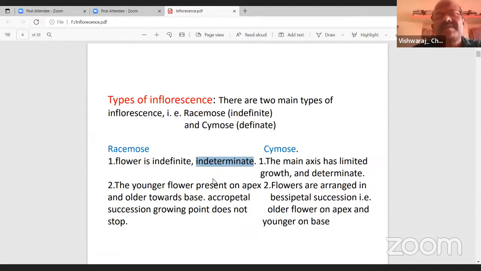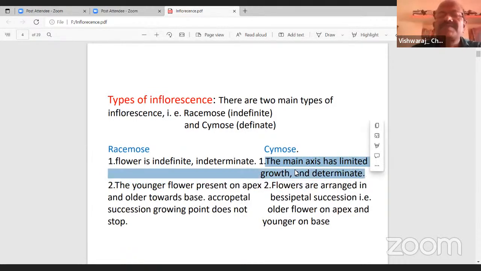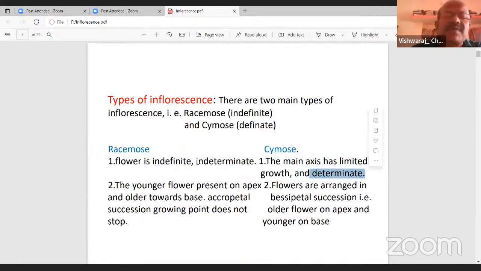But in cymose inflorescence, the main axis has a limited growth and is determinate. In racemose, the main axis has unlimited growth; the apex again and again grows, and flowers are indeterminate. Here it is determinate. We can determine whether it may be 3 flowers, 4 flowers, or 6 or 2.